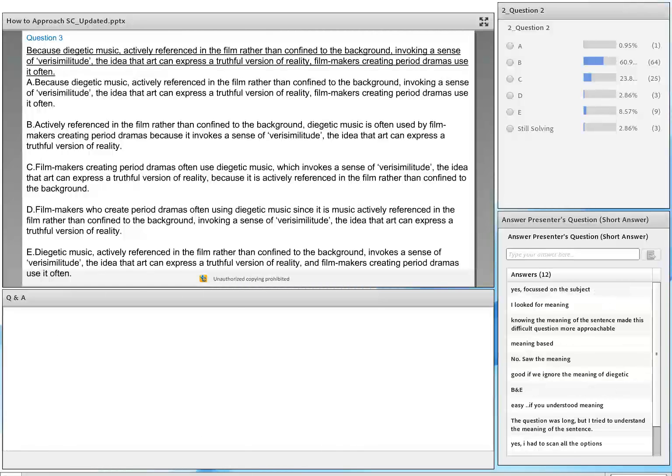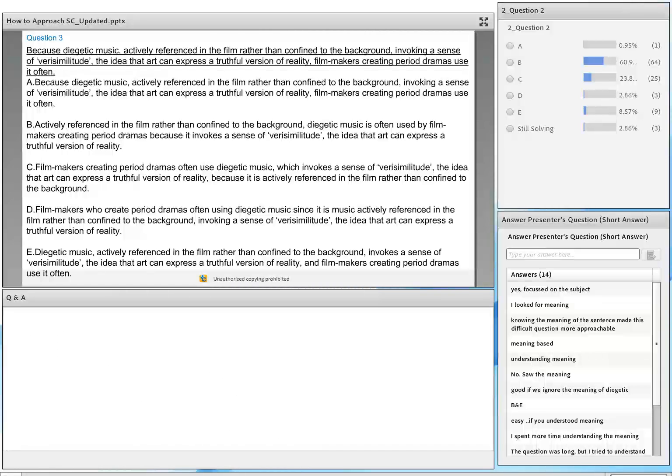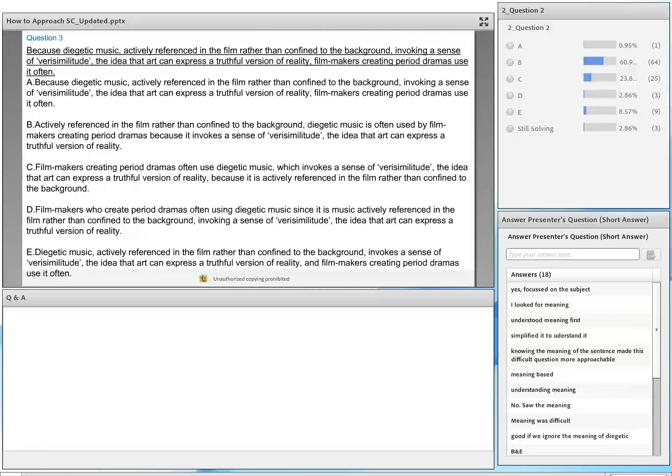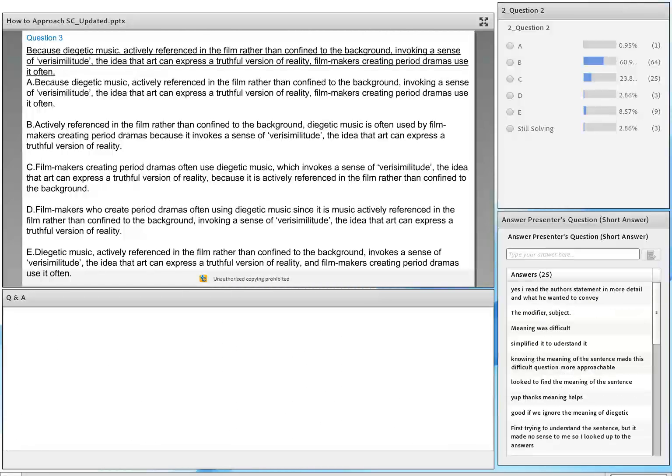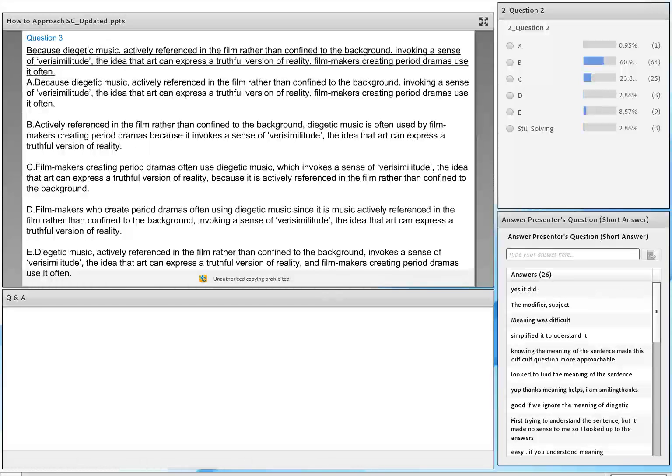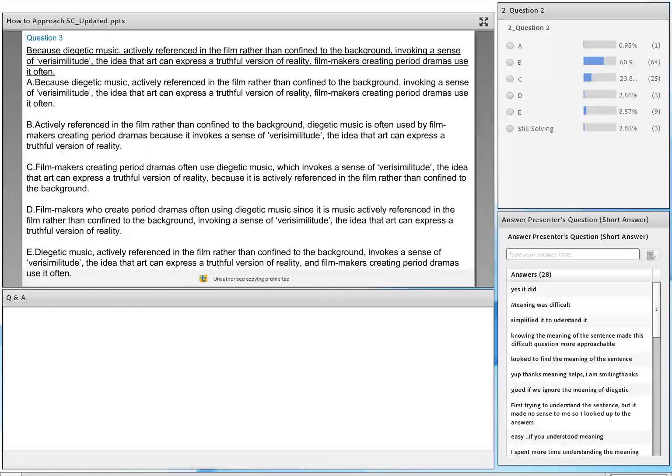Focused on the subject, meaning based, easy if you understood the meaning. Knowing the meaning of the sentence made this difficult question more approachable. Absolutely. Thank you for that. I'm glad. I read the author's statement in more detail and what he wanted to convey. Good. And I'm hoping that helped. Okay, good. So very nice. Meaning helps. I'm smiling. Thanks. Very nice. That is good. And I'm also smiling. So good.